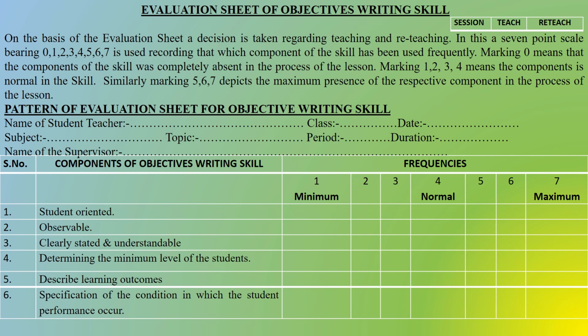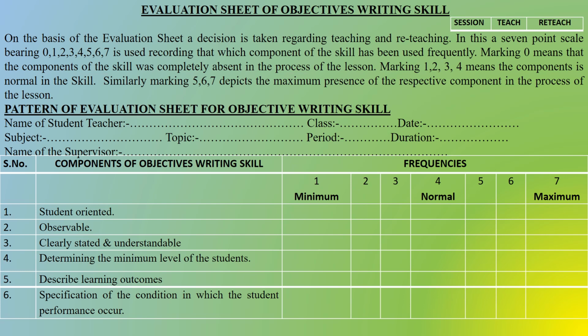Marking 0 means that the component of the skill was completely absent in the process of the lesson. Marking 1, 2, 3, 4 means the component is normal in the skill. Similarly, marking 5, 6, 7 depicts the maximum presence of the respective component in the process of the lesson.